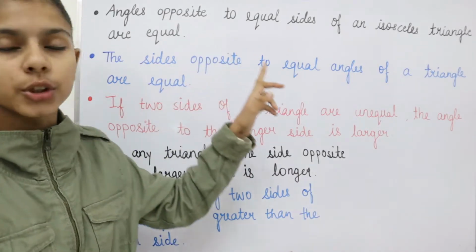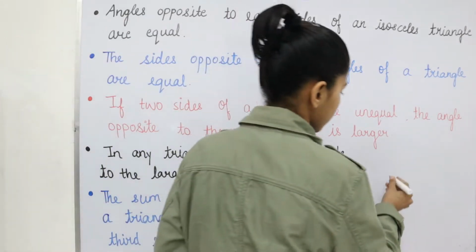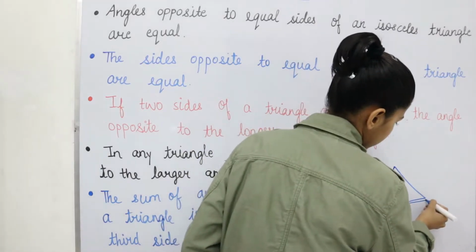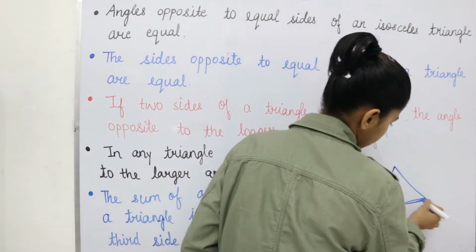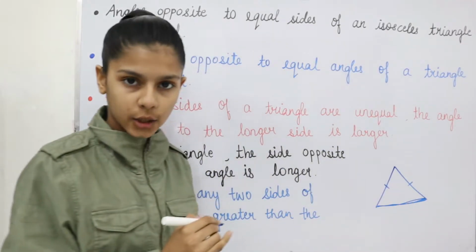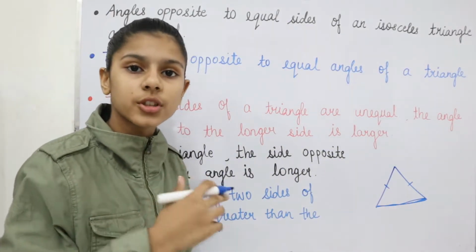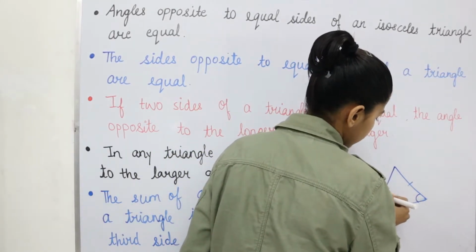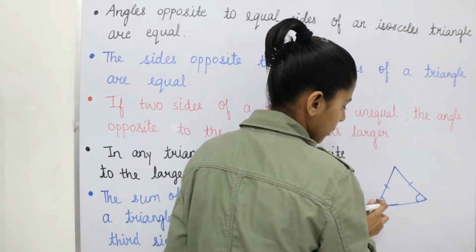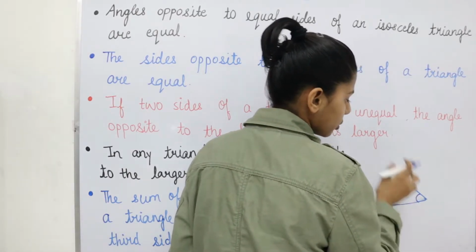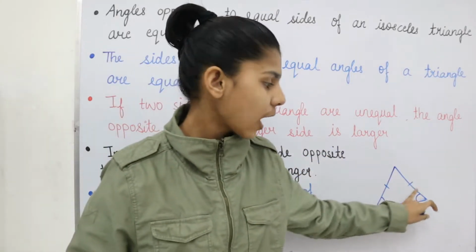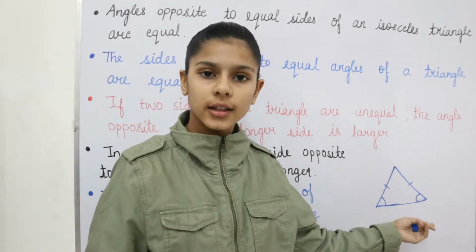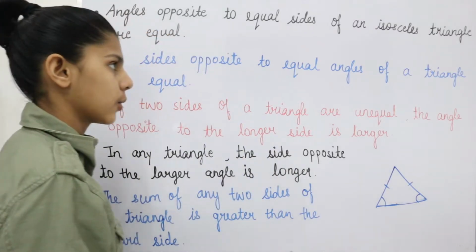So angles opposite to the equal sides means if this is an isosceles triangle and let's say that these both sides are equal. So the angles opposite to the equal sides means this angle and this angle, this angle is opposite to this equal side, and this angle is opposite to this equal side. So these both angles will also be equal, means angles opposite to the equal sides are also equal.